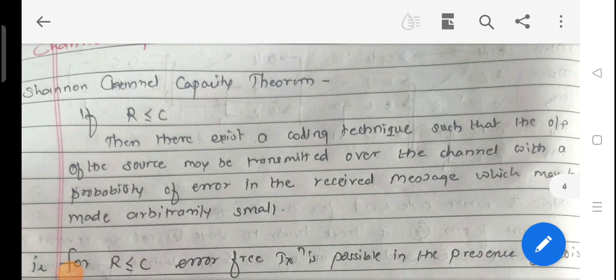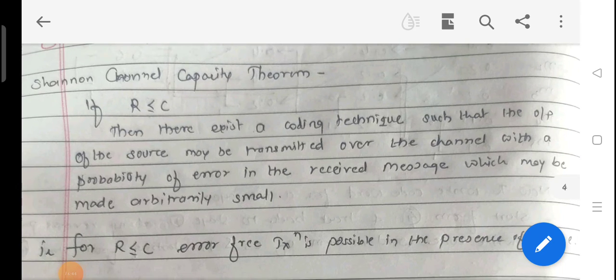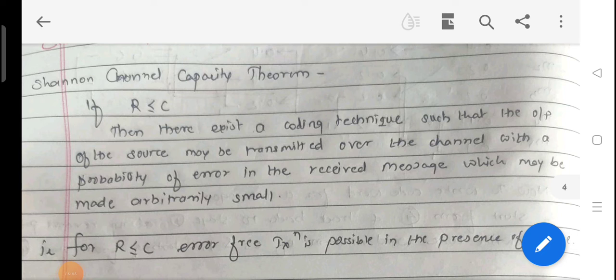By the Shannon channel capacity theorem, if R is less than or equal to C, then there exists a coding technique such that the output of the source may be transmitted over the channel with the probability of error in the received message made arbitrarily small. So this is the statement of the Shannon channel capacity theorem.